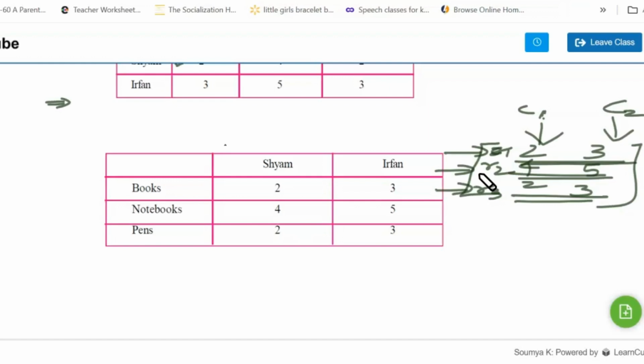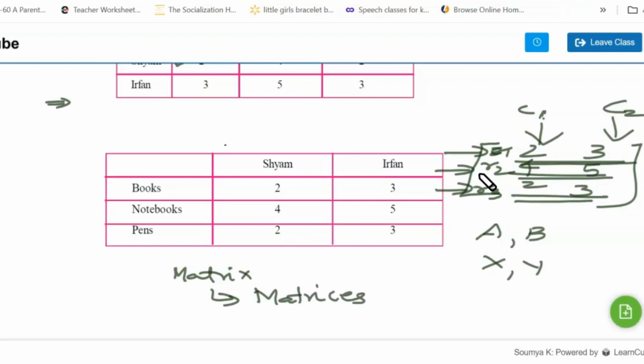You can denote it with any capital letter, A, B, X, Y, or something like that, whichever is your choice. Now, the plural of the word matrix is matrices. Then we have to know what the order of a matrix is. Let's see what it is.